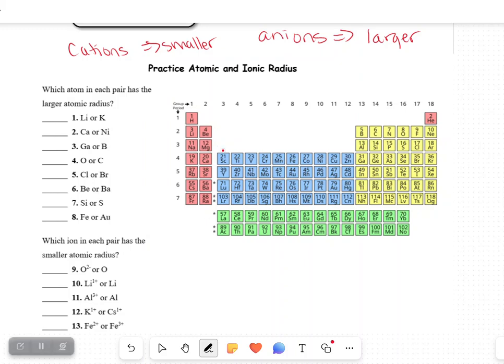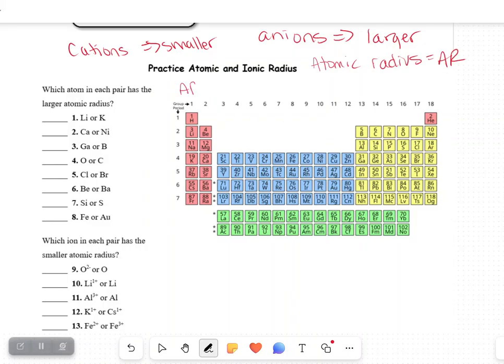Okay, at this point you should have had an opportunity to try the practice on your own, and now we'll go over the answers. So I put a periodic table here so that we could recall the trends in atomic radius. I'm going to abbreviate that AR.